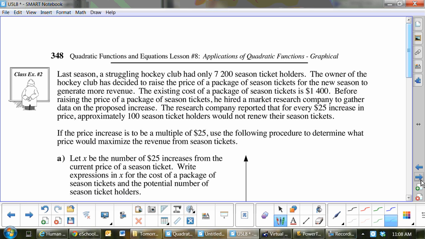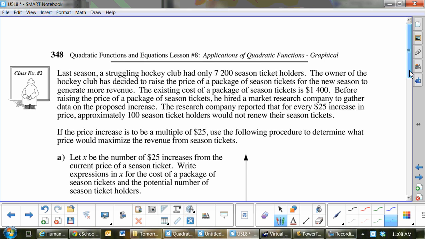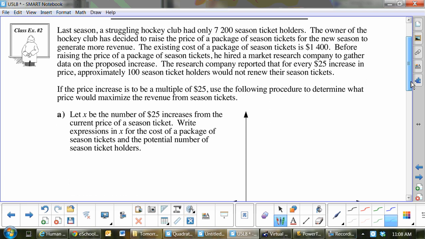Intersect. Now, let's. I just want to read this question, and then I want to ask some questions from this. What's wrong? Yep.